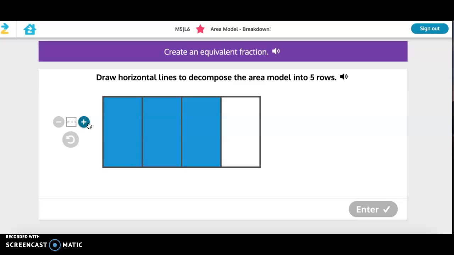So draw horizontal lines to decompose the area model into 5 rows. So rows go left to right. It is horizontal. So I have 2 rows, 3 rows, 4 rows, 5 rows. 1, 2, 3, 4, 5. Yep. So rows, and then of course columns are up and down.